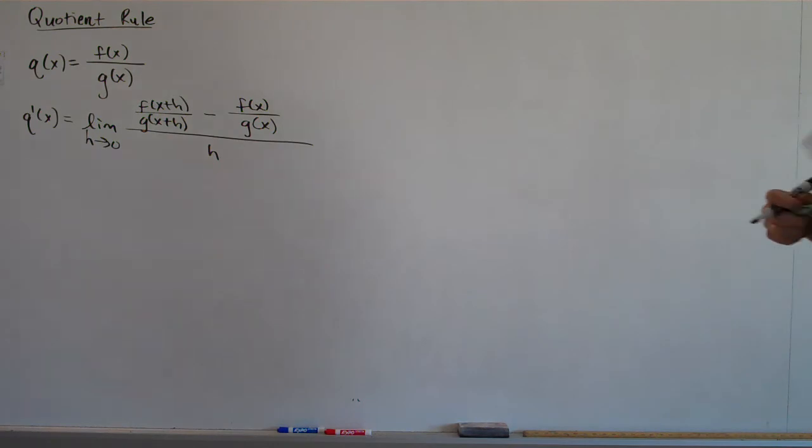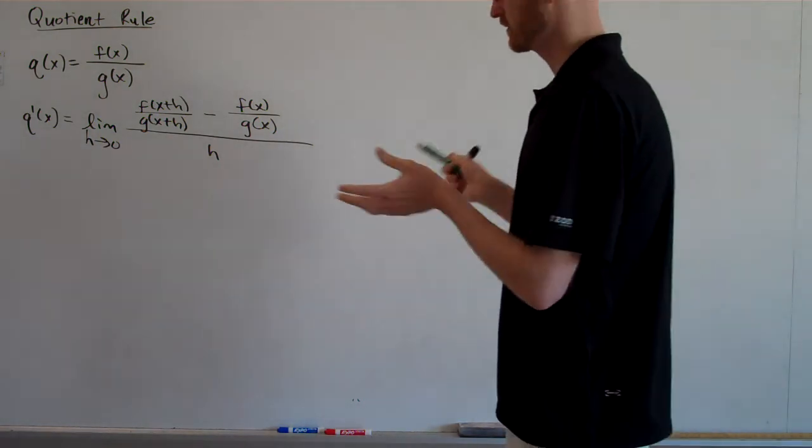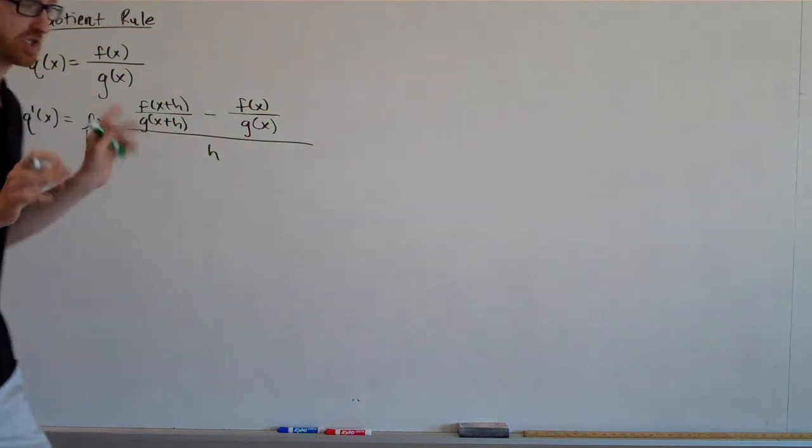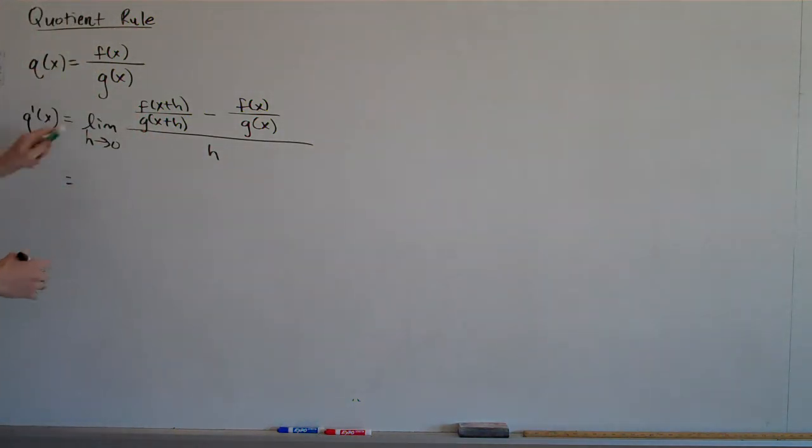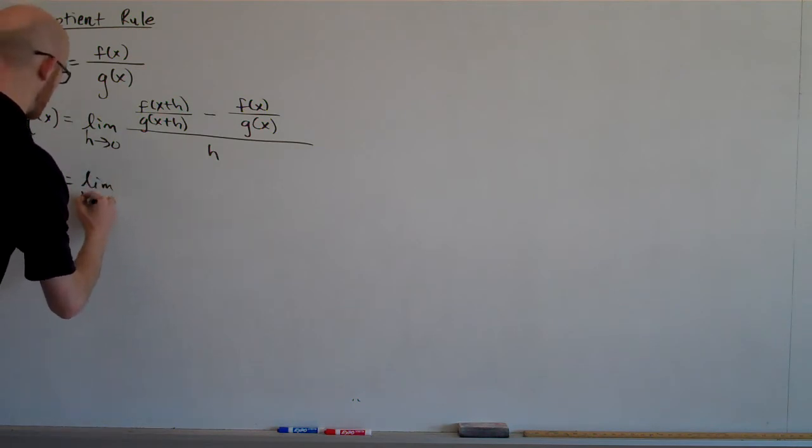So now we're going to clear the fraction of a fraction situation simply by multiplying through by g of x plus h times g of x. So we'll have our limit.